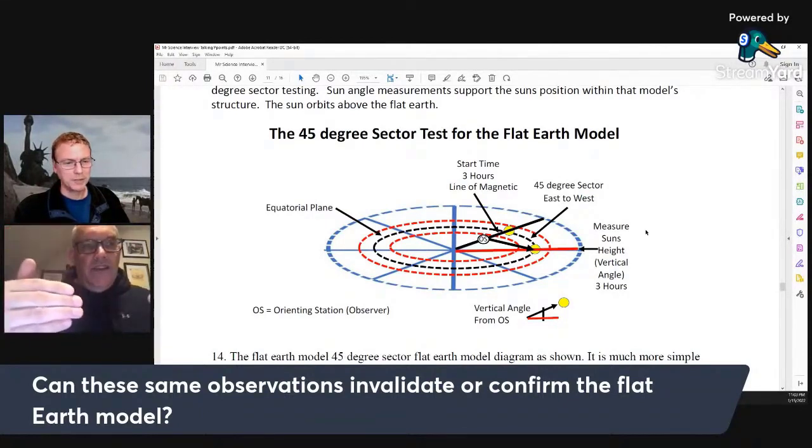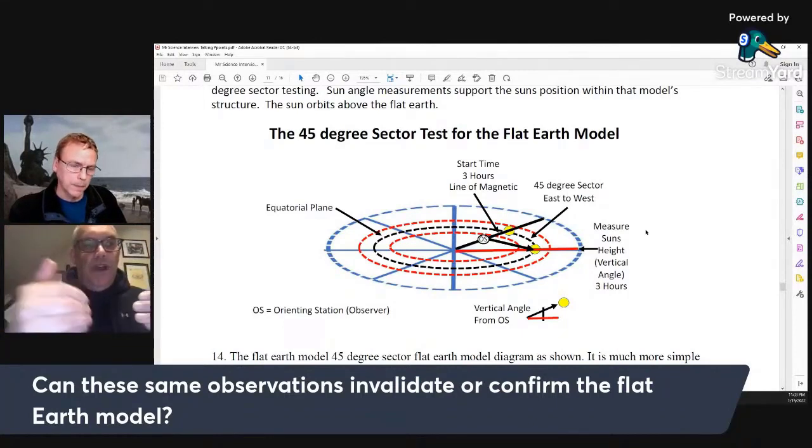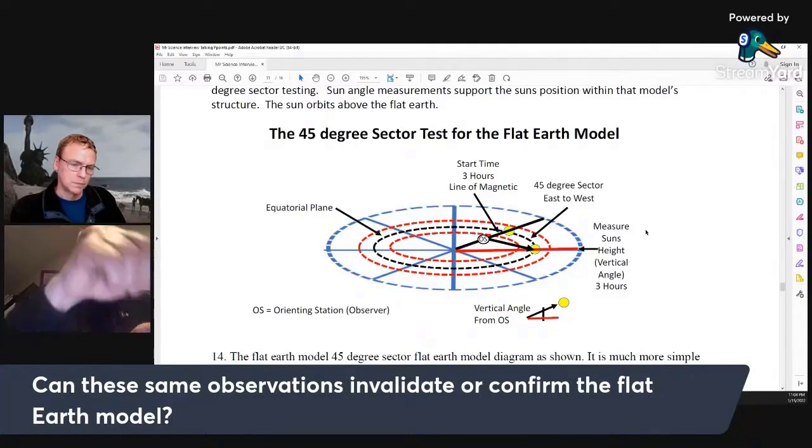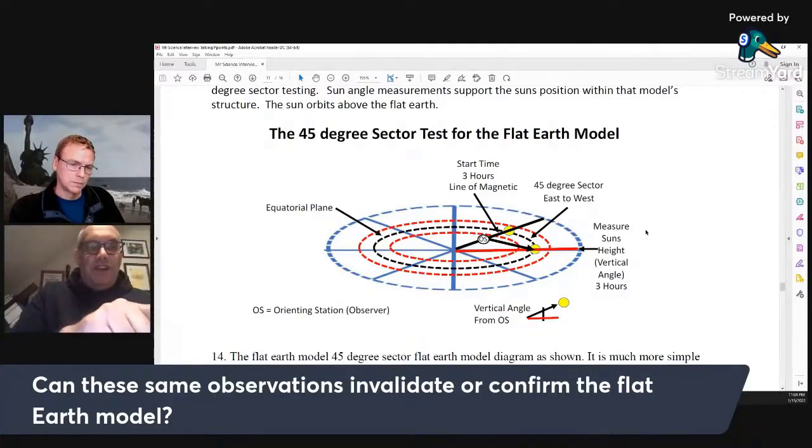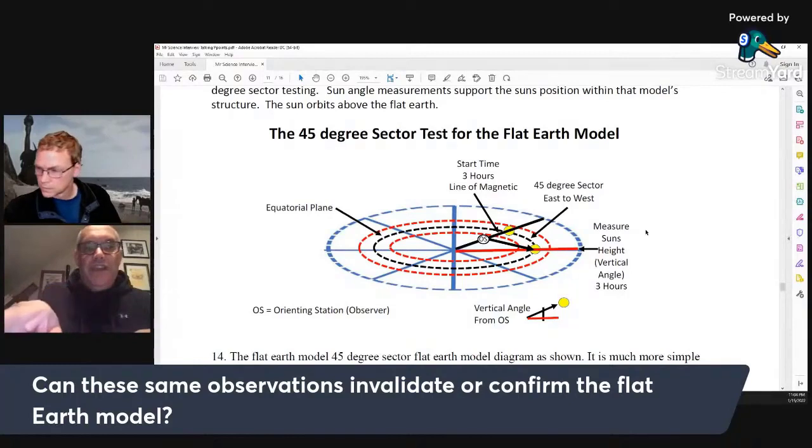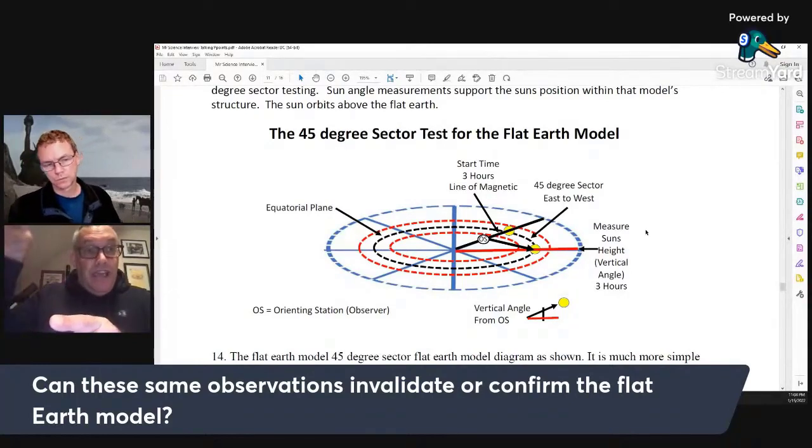So no, I don't really know what you mean. If I come into my location, the sun is in the equatorial plane. Because if you look at my sector, for both models, that fan is east to west. In other words, I'm going to measure from my start point where I put my survey three hours later. I'm going to measure that sun in its position.